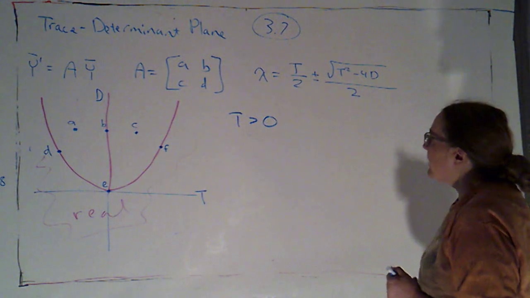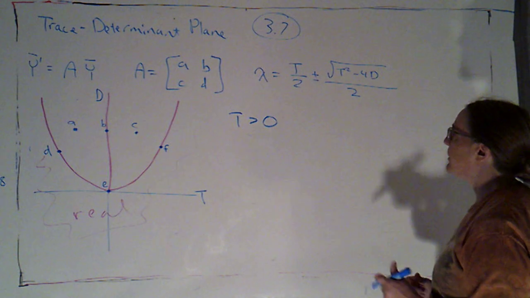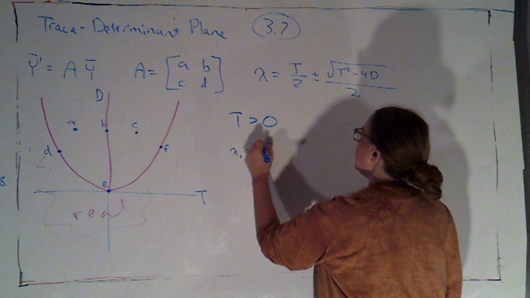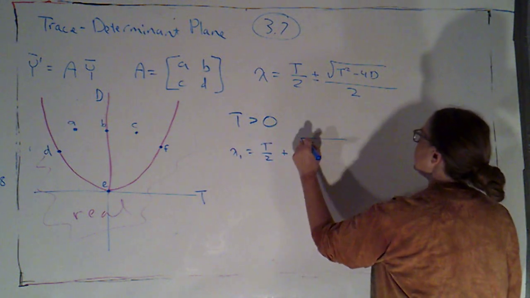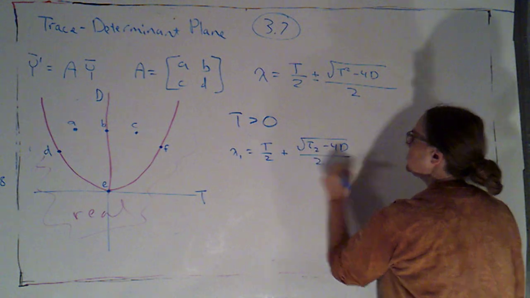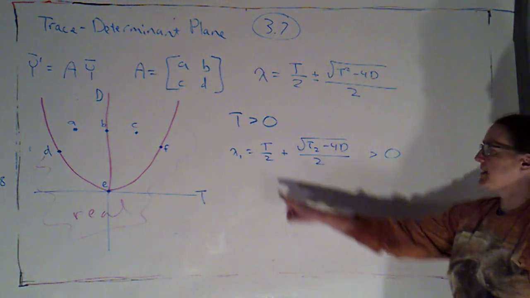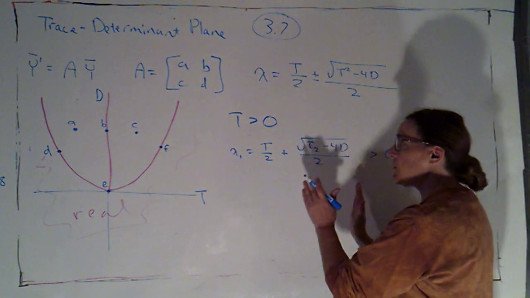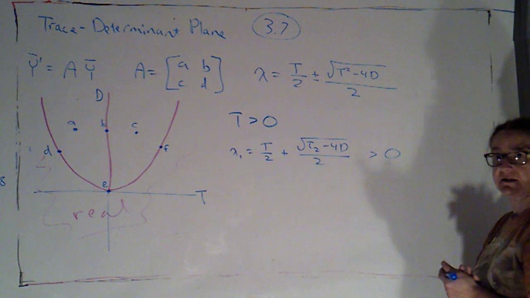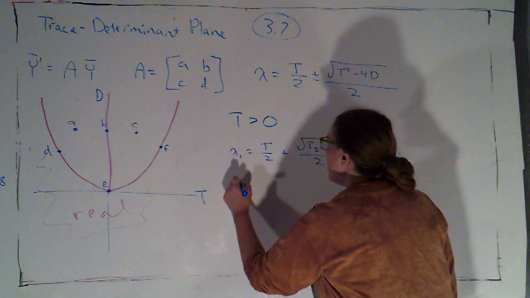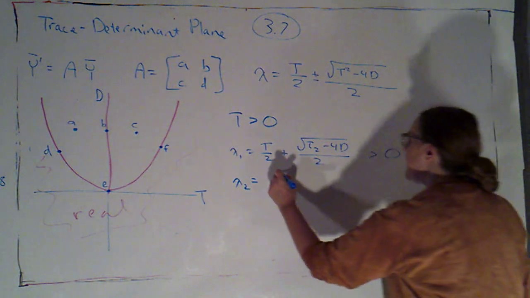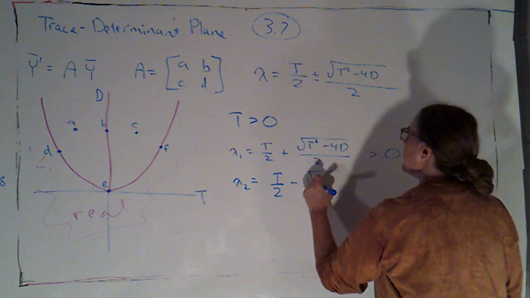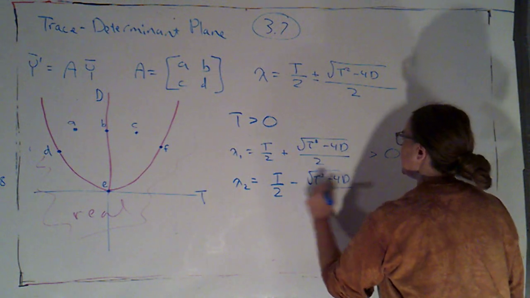So if I'm looking at t being bigger than 0, then lambda 1, being t over 2 plus root t squared minus 4d over 2, has got to be positive, because this is positive and this is always going to be positive. So if t is positive, I'm always going to have one positive eigenvalue for sure. What we need to check then is the sign of the other eigenvalue, t over 2 minus root t squared minus 4d over 2.